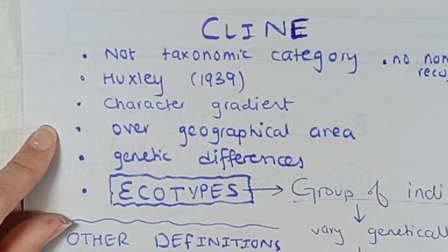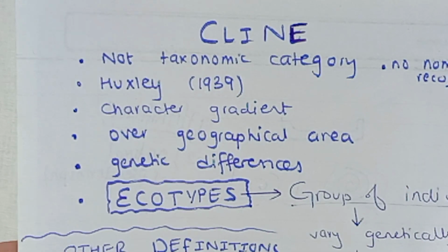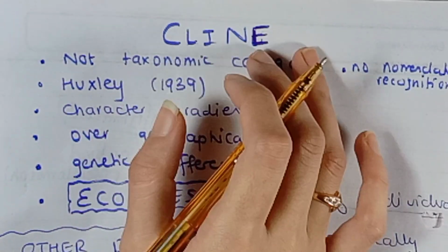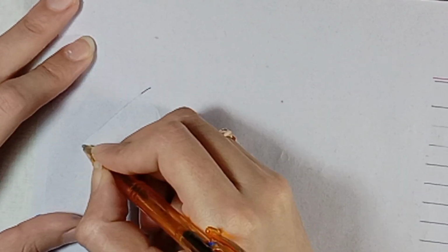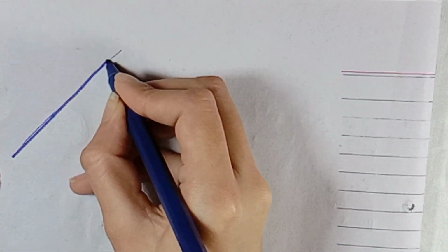Before getting into the Cline, I would like you to go to Google and search for Cline in English. What is Cline? It is just a gradient. Now what is the gradient? We have already discussed osmosis. Osmosis is the movement of water from high water potential, or high water concentration, to low water concentration. Now this is a gradient.